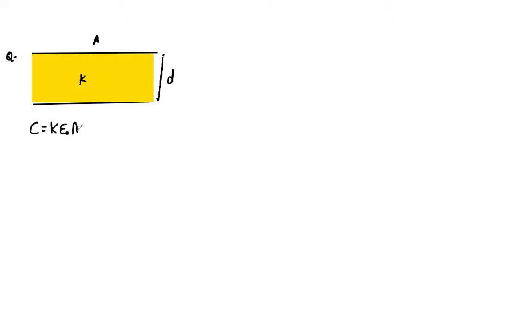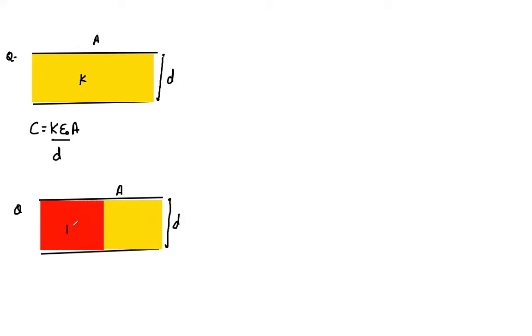Next question. Say you have a parallel plate capacitor, and in between the plates, I filled a dielectric of some dielectric constant K. The plate separation is D, plate area is A. So, Jubana, what is the capacitance of the system? K epsilon naught A by D. Right. K epsilon naught A by D.